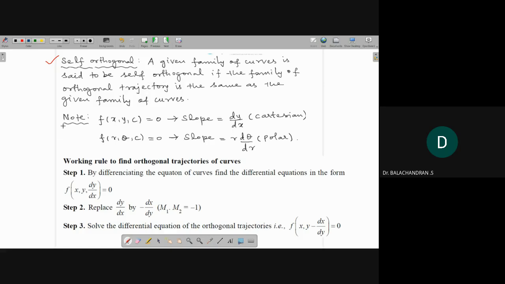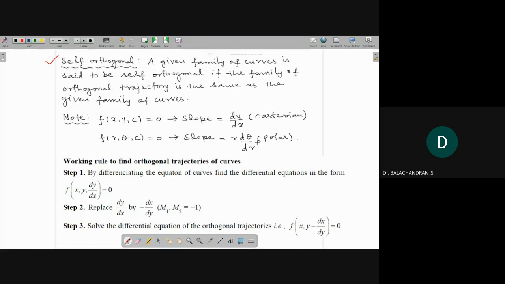Here is a note. Suppose the curve is given f of x comma y comma c equal to 0, then in Cartesian form, the slope is dy by dx. Similarly, if the given curve is in the form f of r comma theta comma c, where c is a parameter, equal to 0, then in polar form, the slope is equal to r into d theta by dr.